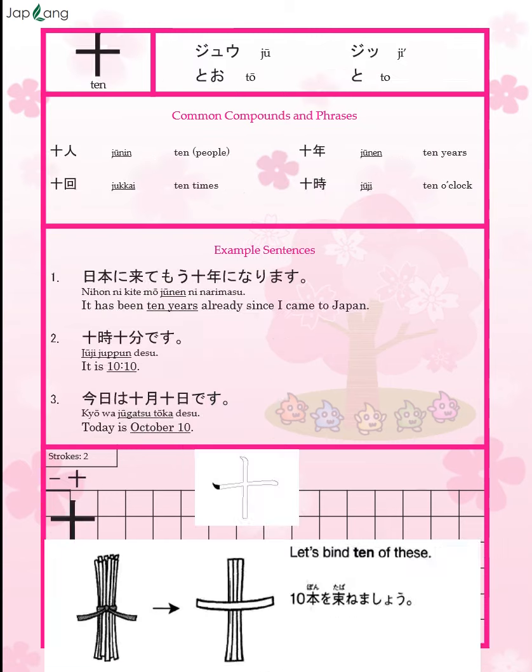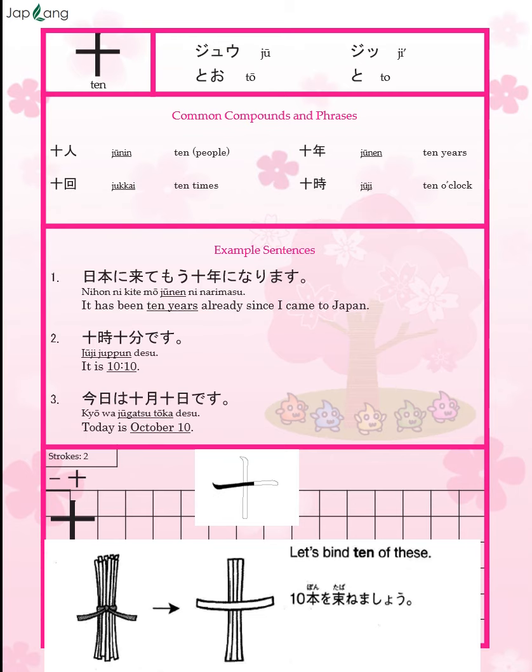You can read the sentence and then get the meaning. Number 10, let's bind 10 of these, and it looks like 10 here. To is your Japanese reading, and ju is your Chinese reading. So junin is 10 people, jukai is 10 times, juunen is 10 years, and juuji is 10 o'clock. So Nihon ni kite mo juu nen ni narimasu. It has been almost 10 years since I came to Japan, right? It is juuji juppun, 10 o'clock, 10 minutes.